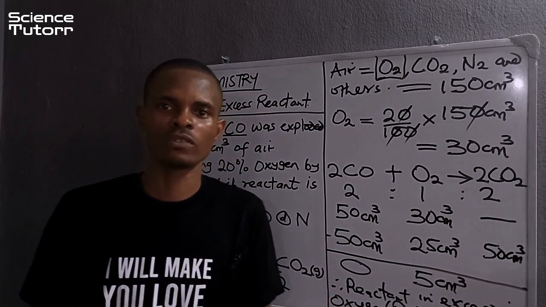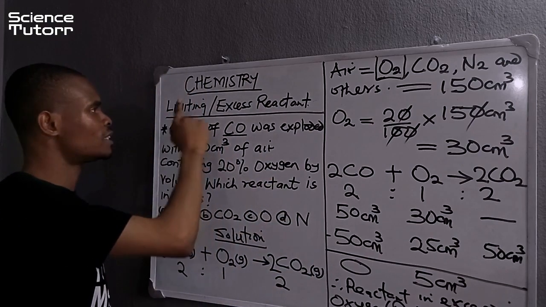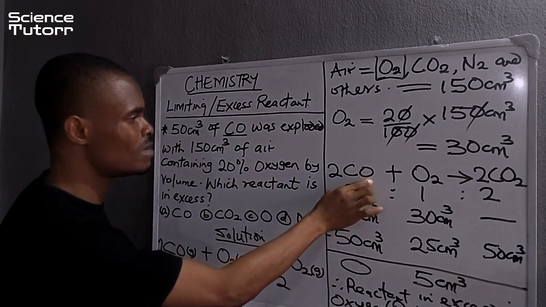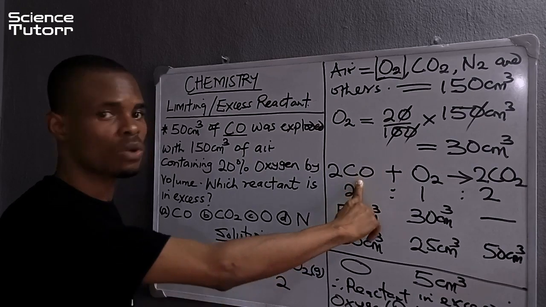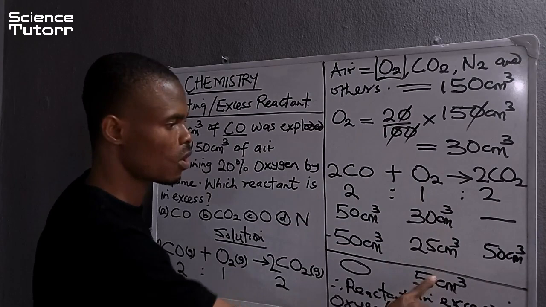I'm sure we got value from this video. This is how to identify limiting and excess reactant. So it simply means that the limiting reactant is carbon monoxide, while the excess reactant is oxygen gas.